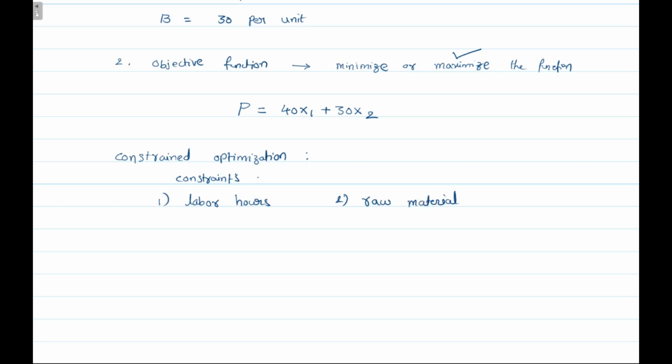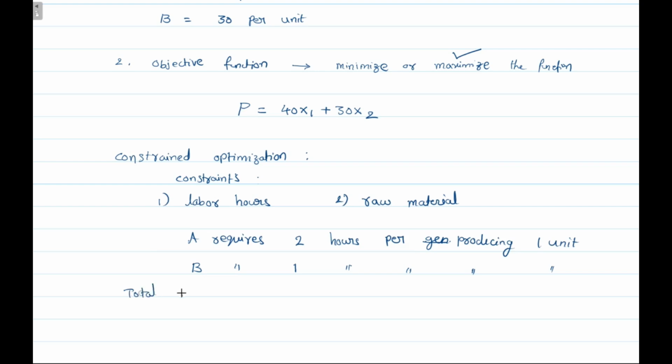Now let us take product A. A requires 2 hours for producing 1 unit. At the same time, B requires only 1 hour for producing 1 unit.